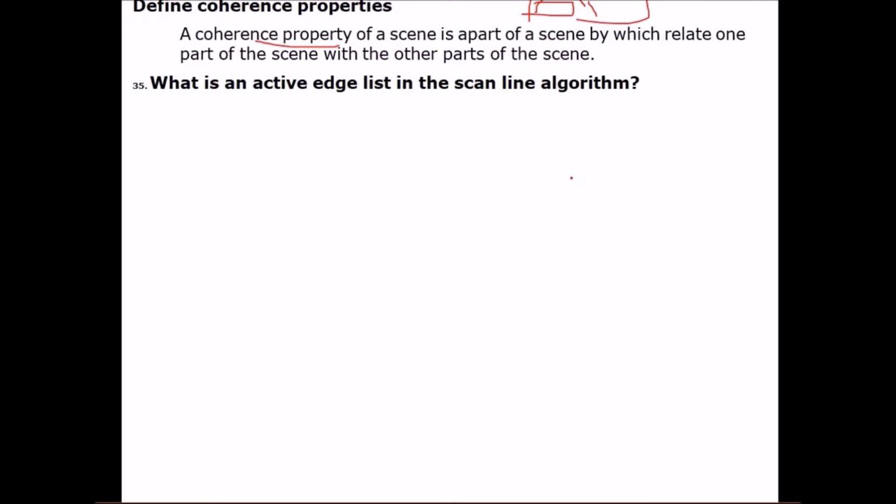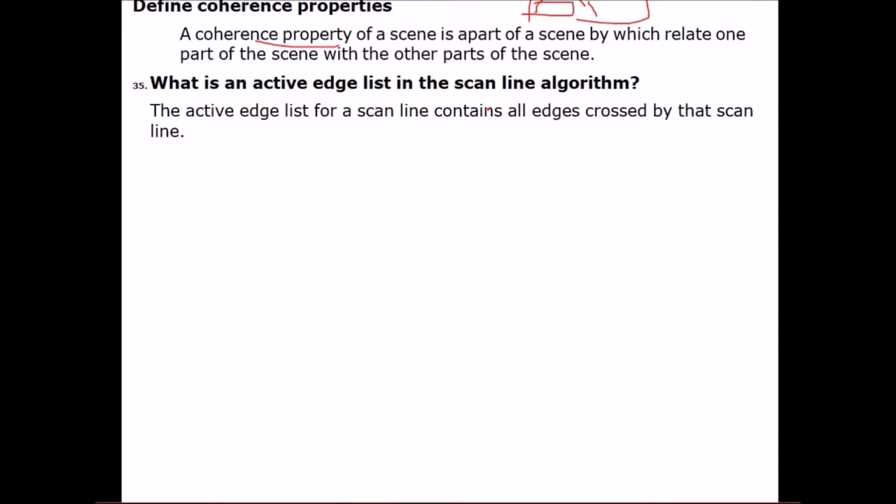What is an active edge list in the scanline algorithm? The active edge list of a scanline contains all edges crossed by that scanline. You can say if a line is crossing some edges, then you make a list, and that is the active edge list.